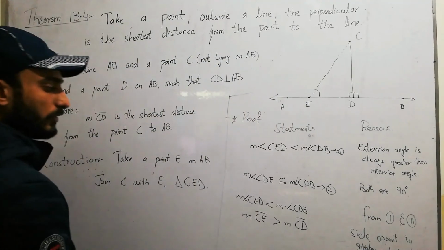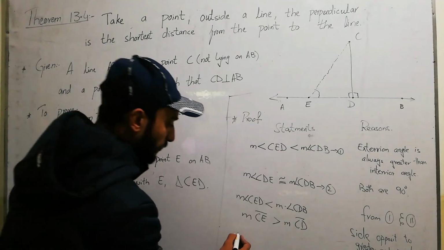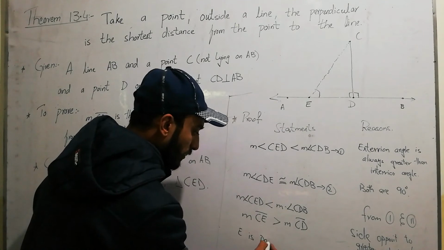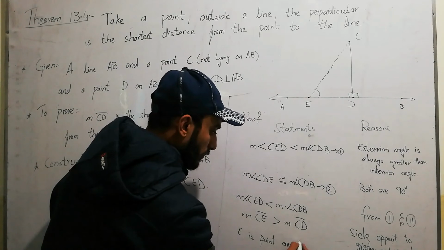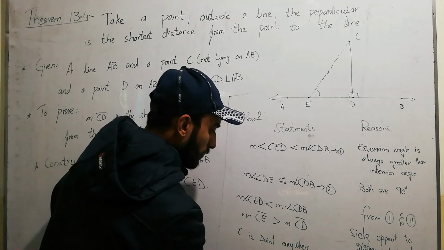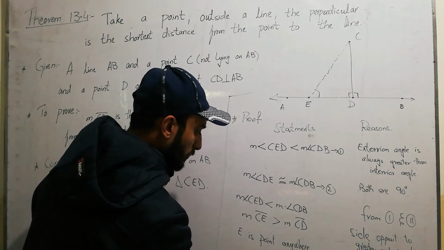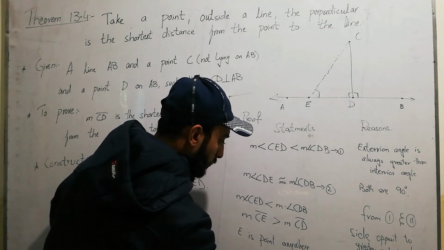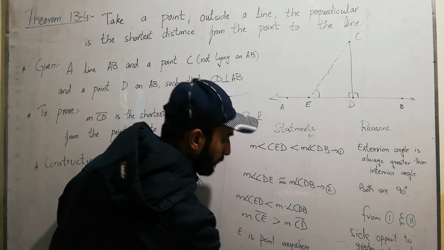So in the next step we can say that CE is greater than CD, and E is any point anywhere on AB. We said at the start that we can take E anywhere on AB, so CD is the shortest distance. This is what we have to prove.